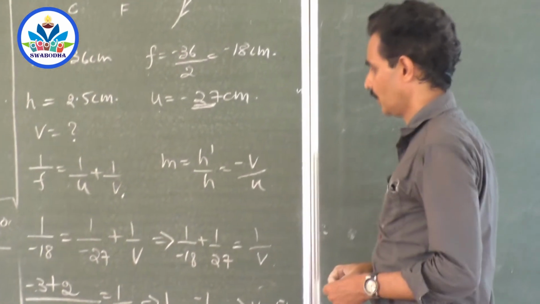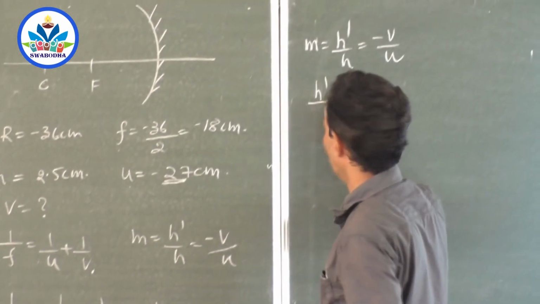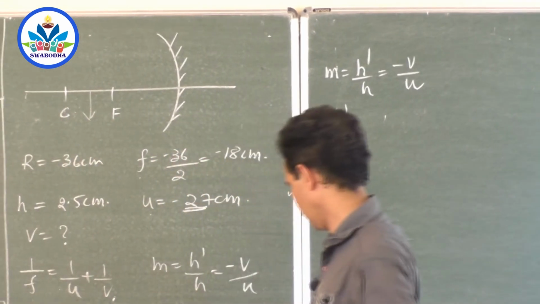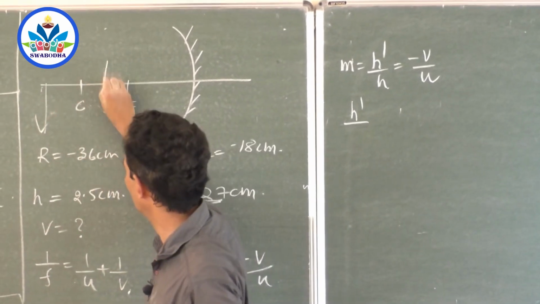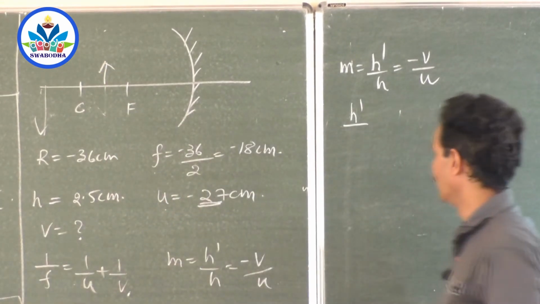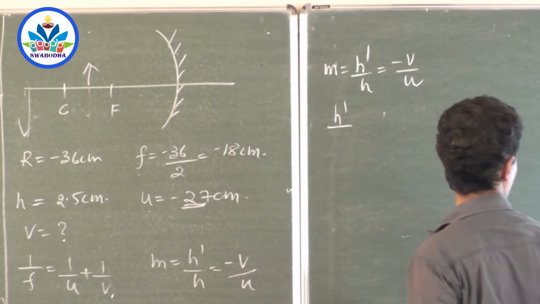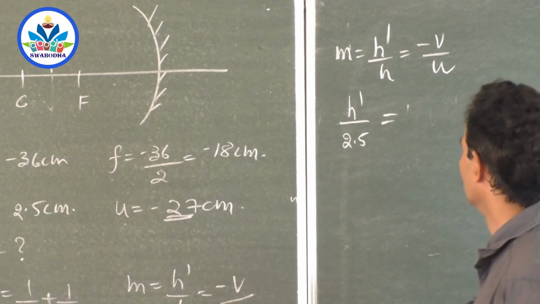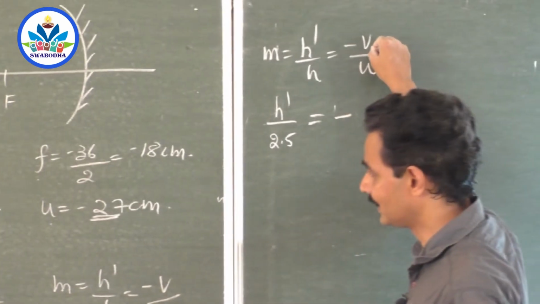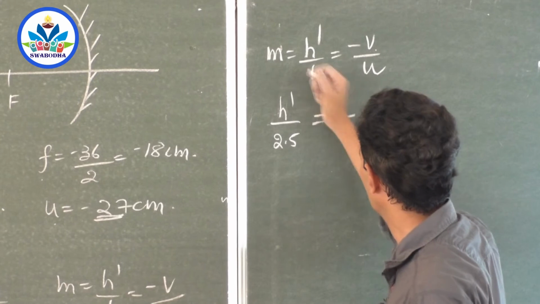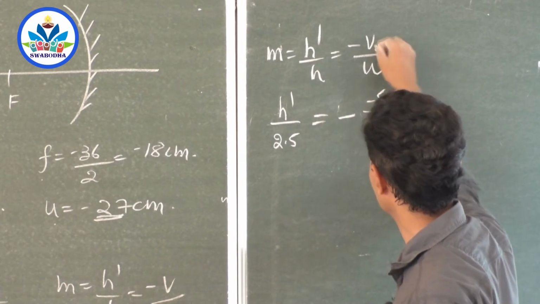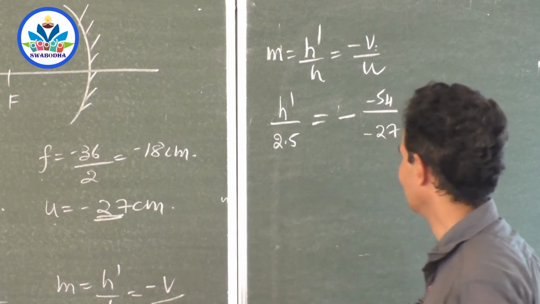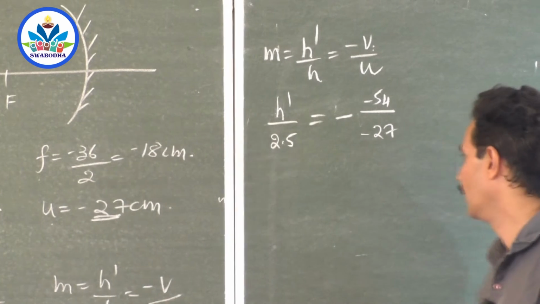What is h dash? Don't know. Height of the image. And it should be inverted, somewhere here, right? It should be here. The image is at 54, so away from C, it should be here. Object should be here. So h dash by h, height of the object, 2.5 centimeter above the principal axis, is equal to minus of image distance. We got it as minus 54. This minus and this minus. u is also minus on the other side, minus 27. Everything is in centimeters, so we don't have any confusion here.